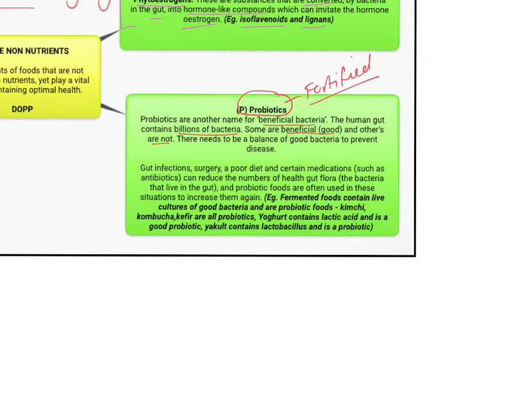Now, there needs to be a balance between good bacteria and bad bacteria to prevent disease, and there needs to be more good bacteria to prevent diseases. Now, gut infections, surgery, and a poor diet, as well as certain medications like antibiotics, can reduce the numbers of healthy gut flora. And these are the good bacteria that live in the gut. And probiotic foods, or foods containing probiotics, are often used in these situations to actually increase the number of good bacteria, and to promote a healthy gut flora.